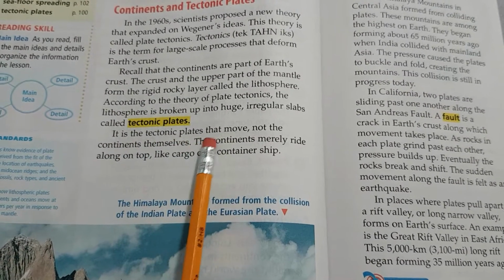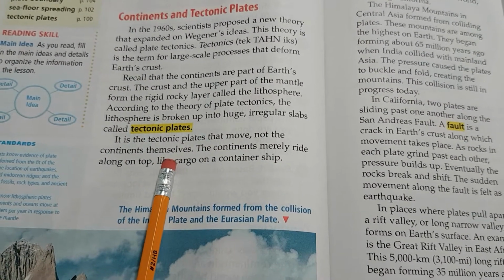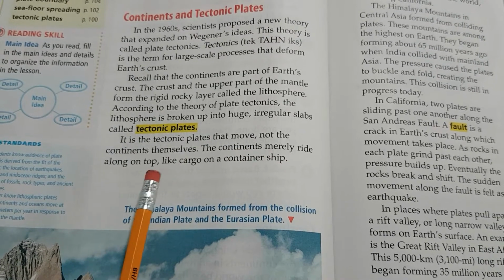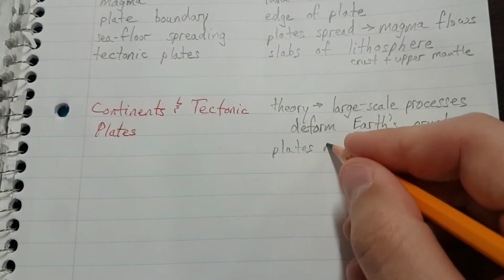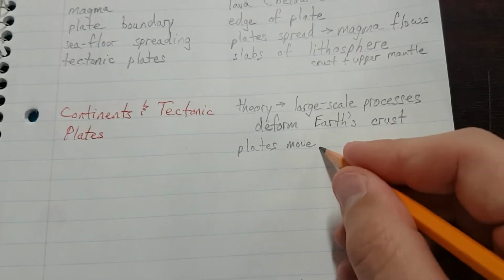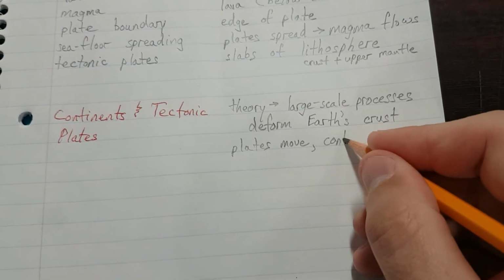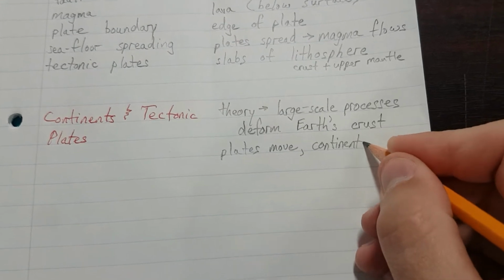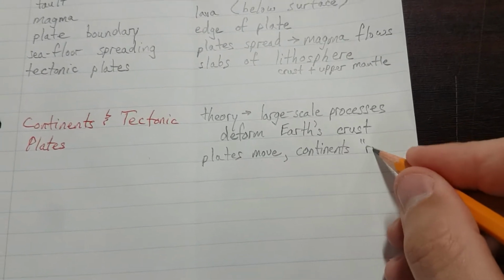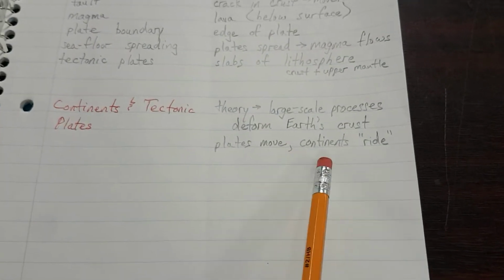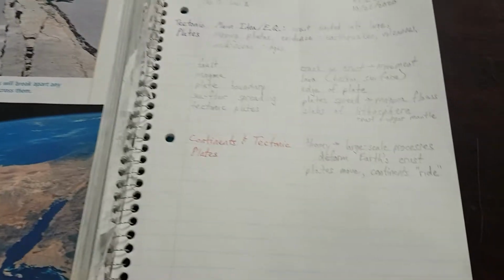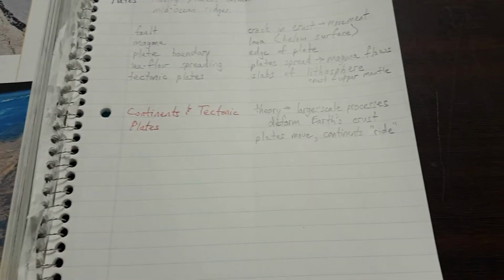It is the tectonic plates that move, not the continents themselves. The continents merely ride along top, like cargo on a container ship. Okay, so plates, P-L-A-T-E-S, move, M-O-V-E, continents, C-O-N-T-I-N-E-N-T-S, quote, ride, R-I-D-E, unquote. So the plates are what's moving. The continents just kind of like ride along the top or are carried by the plates. Okay, that's why we put the little quotes, because they're not really riding it like a horse.